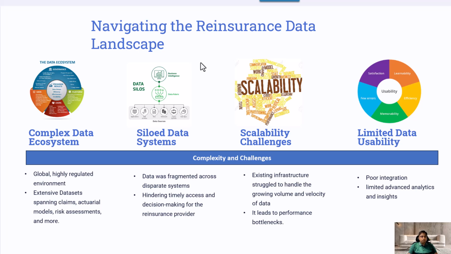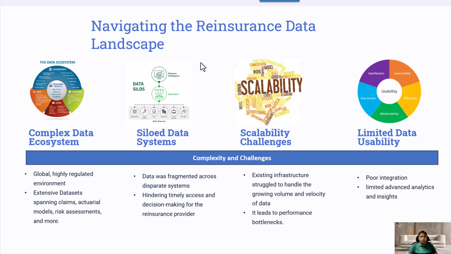Okay, so let's first understand navigating the reinsurance data landscape before we go deeper into this case study. Insurance is a very complex data ecosystem. It has a globally distributed, highly regulated environment. It has an extensive set of data sets, and these data sets span claims, actuarial models, risk assessment, and more.